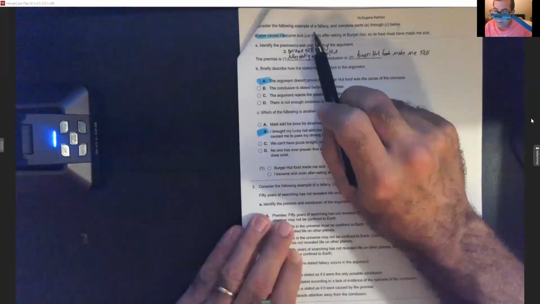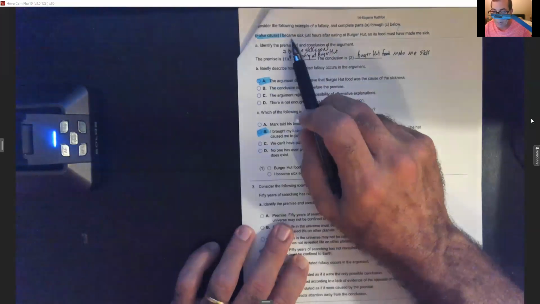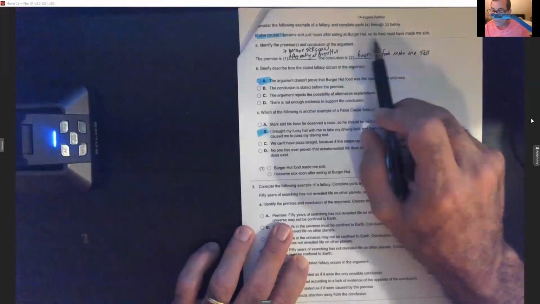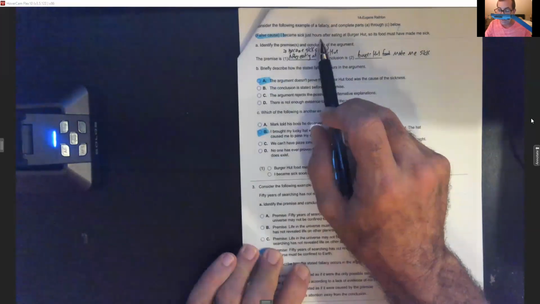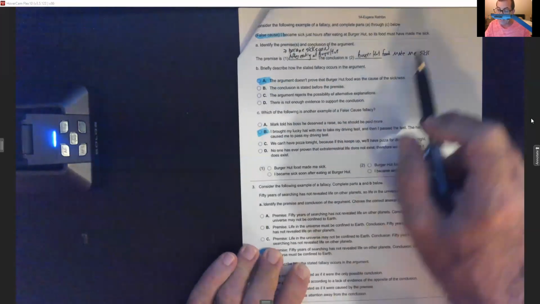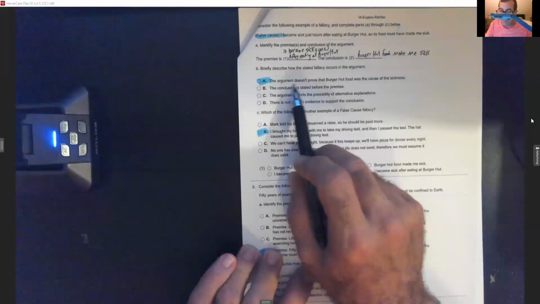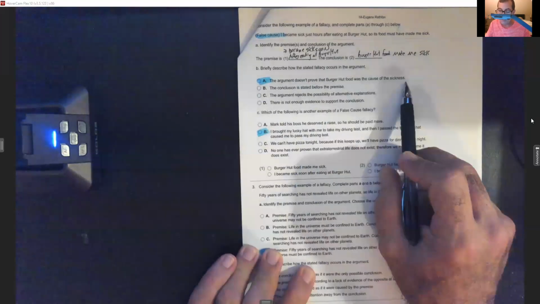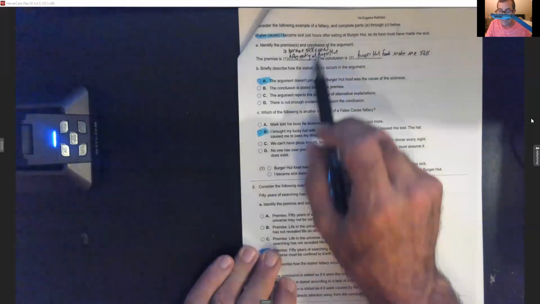All right, y'all, another example that you might see. Consider the following example of a fallacy and complete A through C. It's a false cause. I became sick just hours after eating at Burger Hut, so its food must have made me sick. So the premise is I became sick just hours after eating at Burger Hut. The conclusion is the food from Burger Hut made you sick. You see the fallacy in that, right? The argument doesn't prove that Burger Hut food was the cause of the sickness. Now you see this, the conclusion is stated before the premise. That's false. The premise was in the right order.